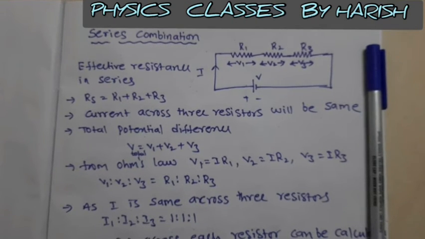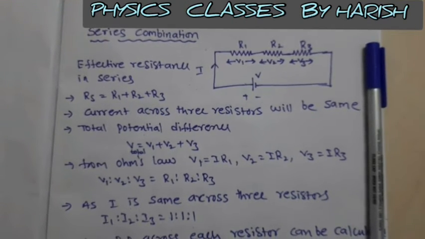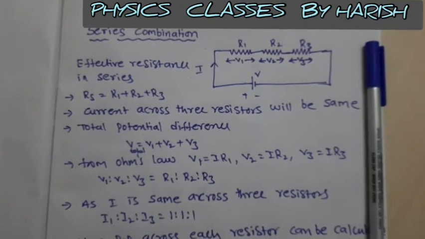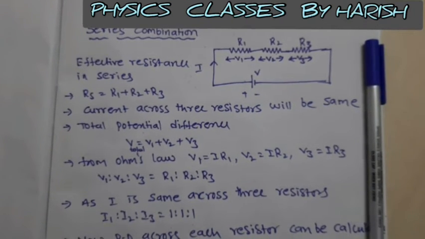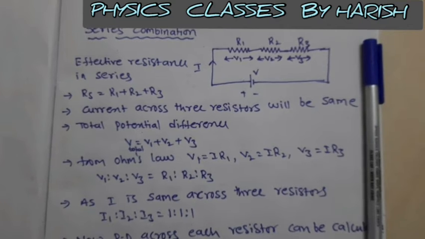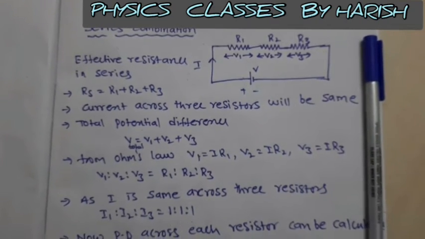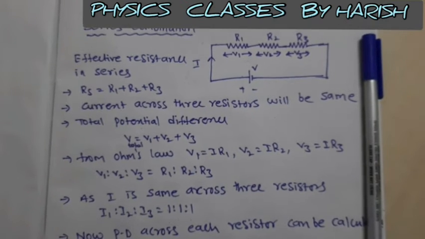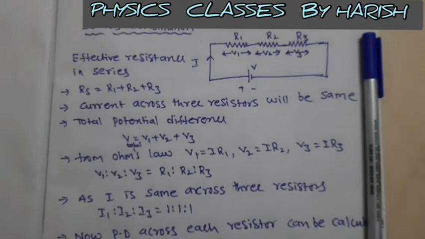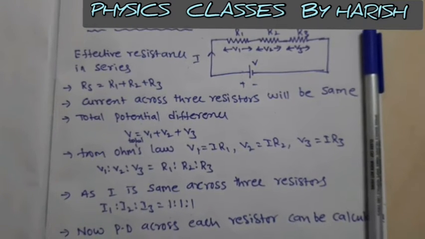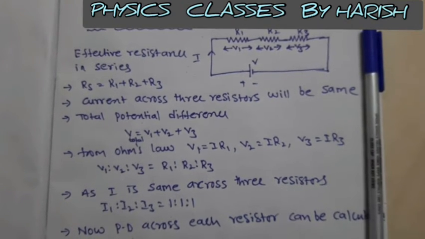We have already discussed in the last video the effective resistance when two or more resistors are connected in series. Effective resistance is the algebraic sum of all the resistors. So here Rs is equal to R1 plus R2 plus R3, that we derived in the last class. Here the current across the three resistors will be the same, that also we have discussed.